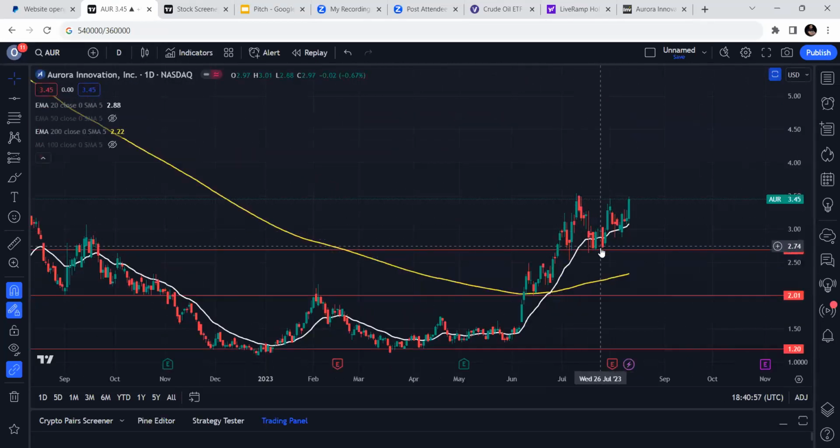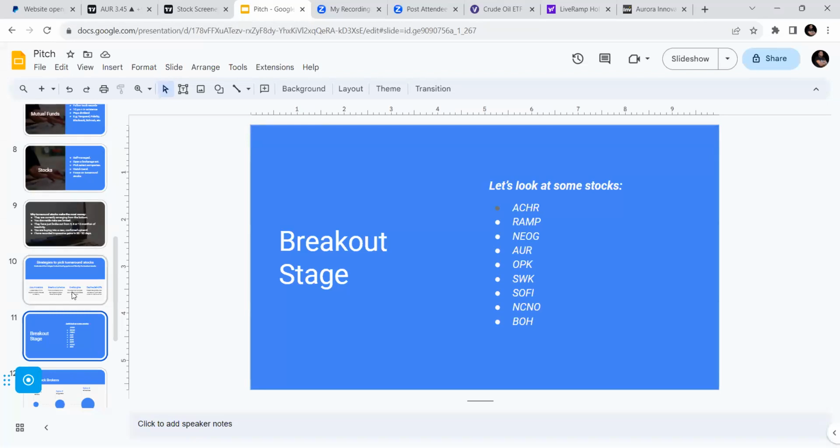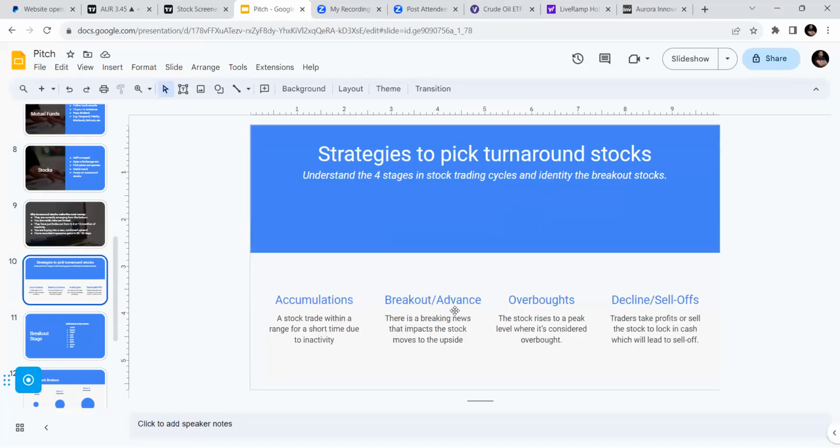You can see it pull back, then you can see how it's running higher again. So it's a confirmed uptrend, and that's the stage I want to buy the stock. Because when a stock breaks out from accumulation, what happens? It's supposed to go into breakout and advanced stage, and this is the best time to buy the stock. It's at this stage that you most likely make your money from the stock. Not overbought, not sell-off, not accumulation: breakout and advance.